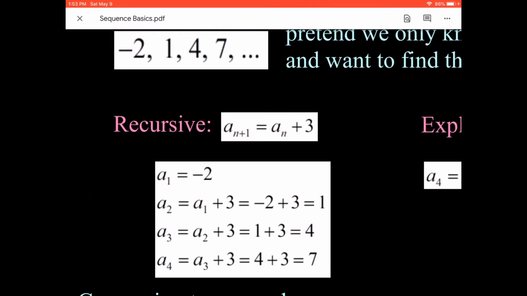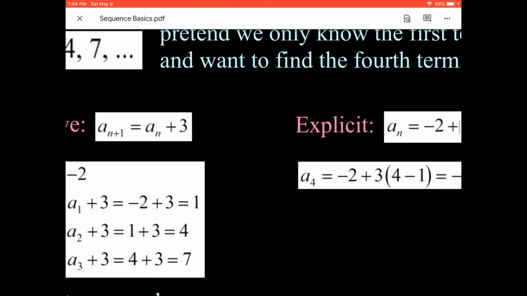Now we need to find our third term. We can find our third term if we take the previous term and add 3 to it again. So our second term plus 3. Our second term was 1, 1 plus 3, 4. So now our fourth term, which is what we were overall trying to find, we could get if we took the third term and added 3 to it. Our third term was 4, 4 plus 3, 7. So if we wanted to find the fourth term, we would need to make sure we knew the first, second, third, and fourth terms before we could find the fourth term.